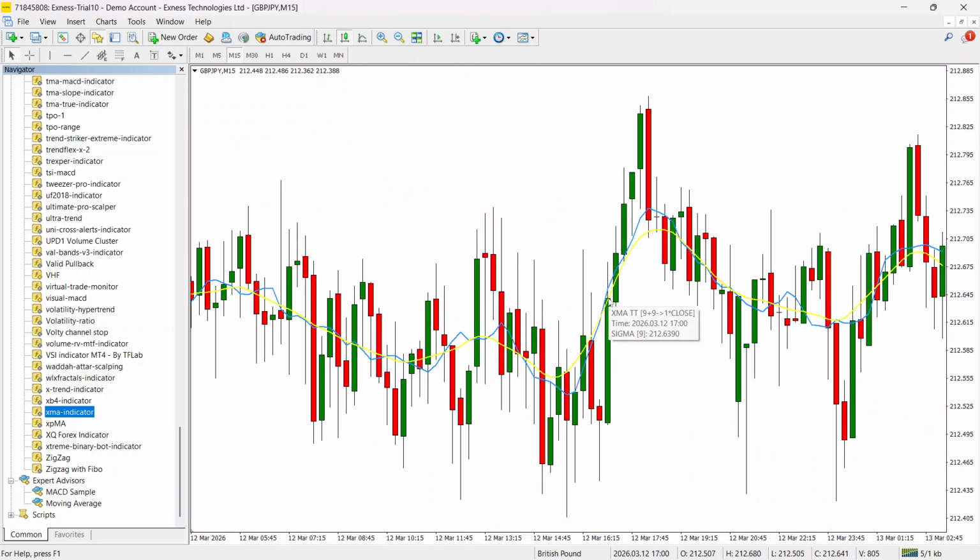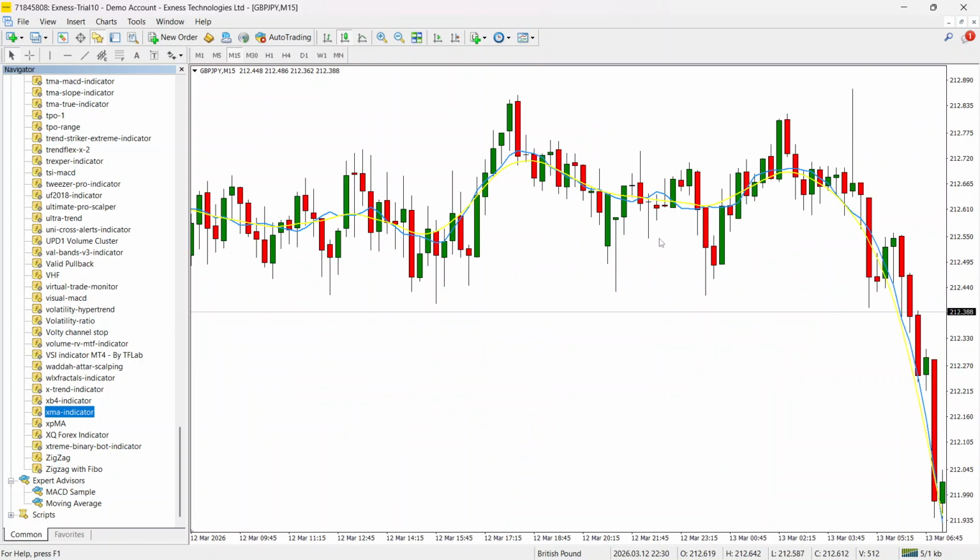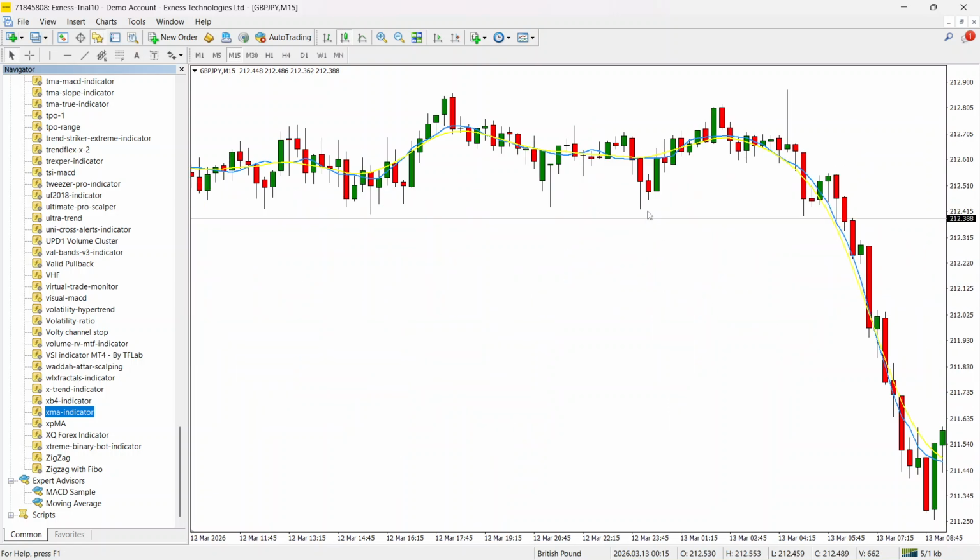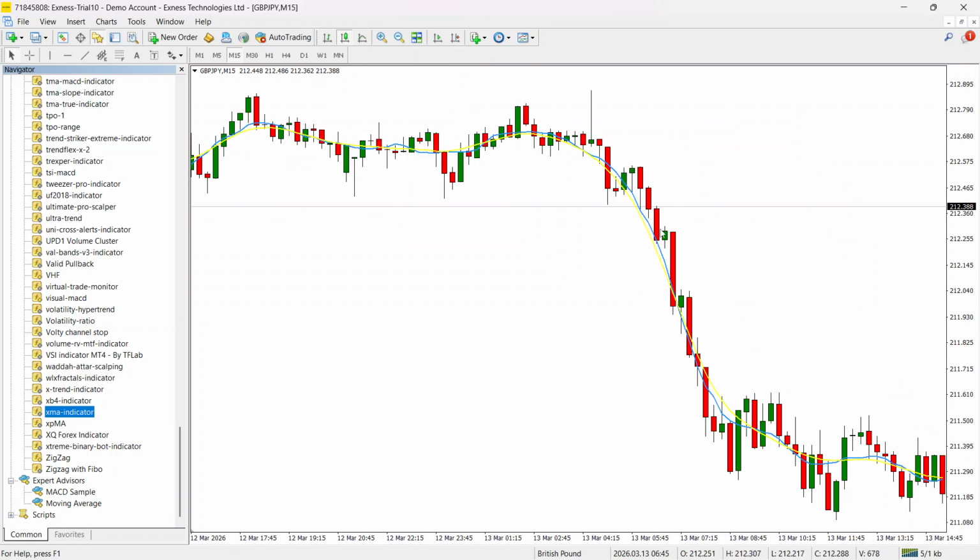When the blue line crosses above the yellow line, it implies a bullish momentum, and when it falls below or crosses under the yellow line, it implies a bearish momentum. Now this is like a typical or normal moving average.